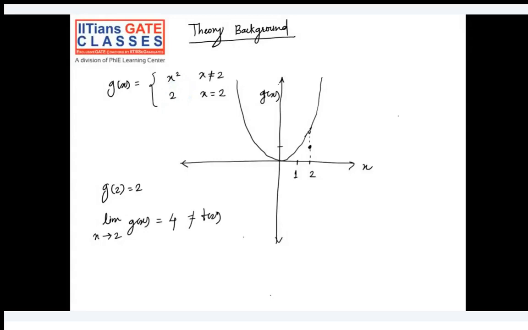If I want to draw this function, it will look like this. g of x is equal to x square is a parabola, right? But at this point, wherever x is equal to 2, the function doesn't follow x square, because they have clearly mentioned g of x equals x square when x is not equal to 2. And when x is equal to 2, the function value is 2 itself. So this is the function value. Is it clear till this? How I have drawn the figure of this question? Any doubt?